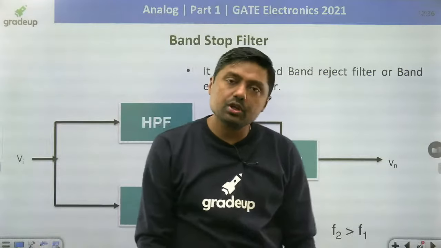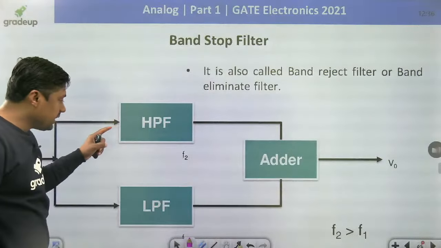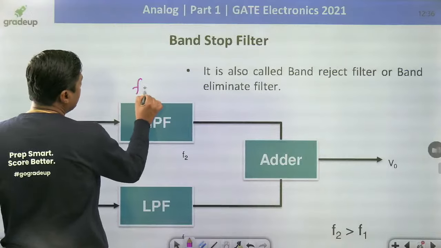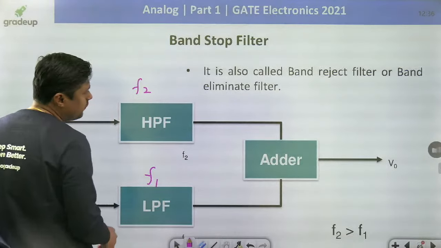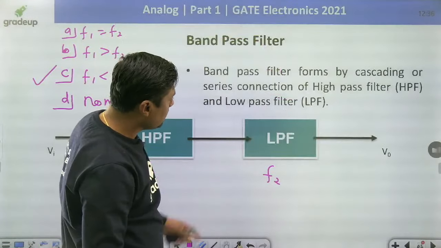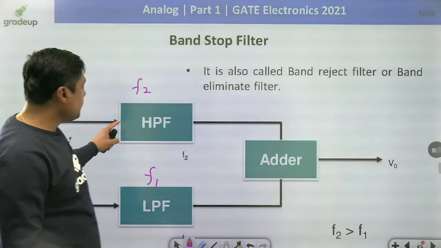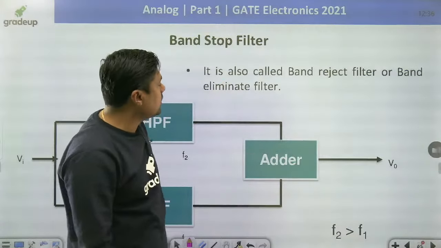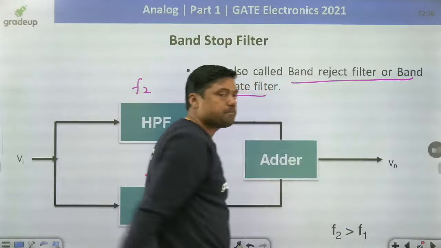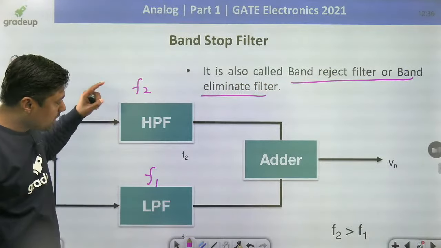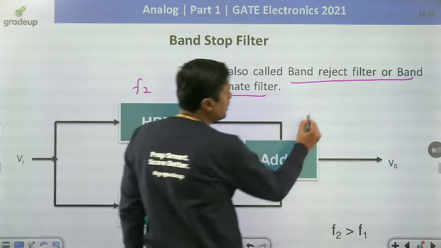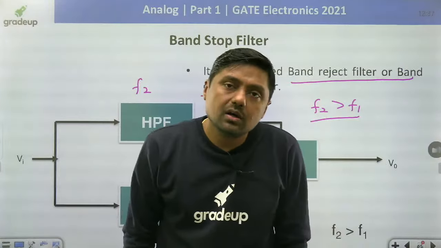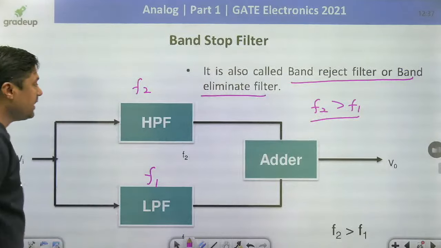Now, what is the band stop filter? A band stop filter is a high pass filter and a low pass filter, with the outputs combined. In this case, the cutoff frequency of the high pass filter is F2 and the cutoff frequency of the low pass filter is F1. We are using the adder. This is also called a band reject filter or band eliminate filter. Now in this case F2 is greater than F1. The cutoff frequency of the high pass filter is greater than the cutoff frequency of the low pass filter. Okay, this is called a band reject filter.